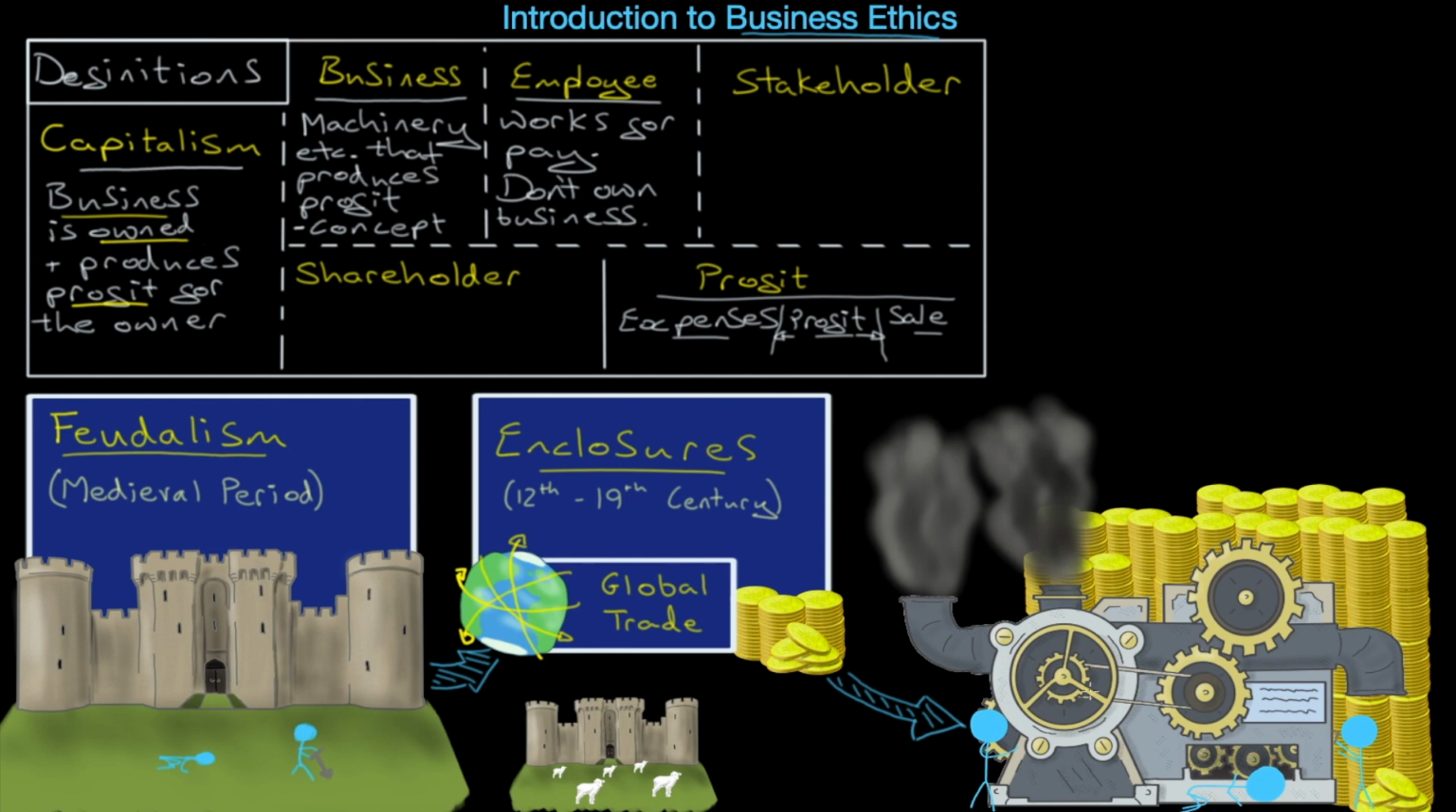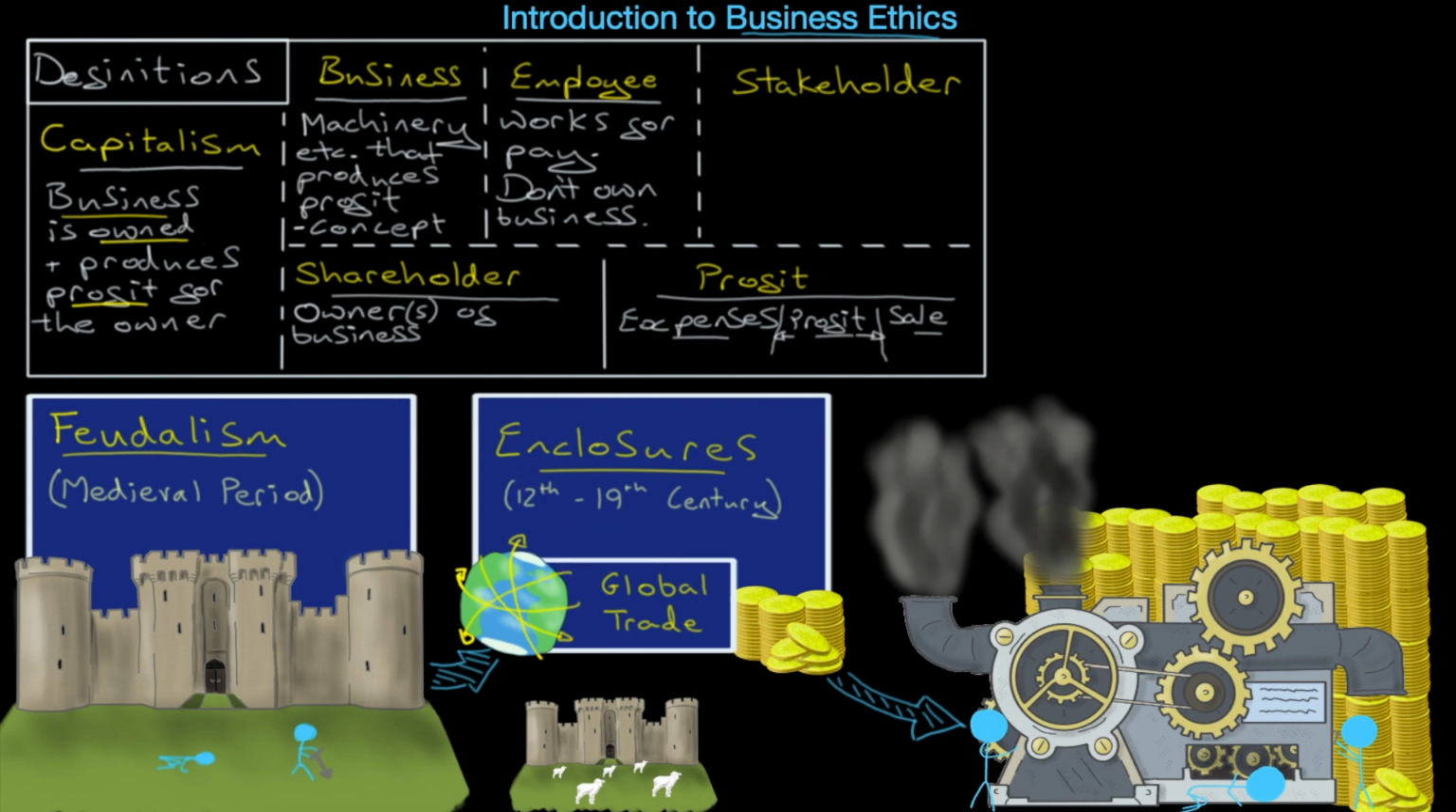Now here, for instance, the expenses are the running of the machine, the owning of the machine, and the paying of the workers. And whatever the profit is, it goes to the shareholders. The shareholders are the owner or owners of the business, and they receive the profit.